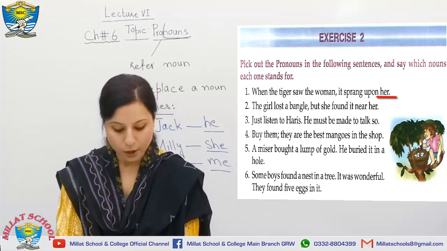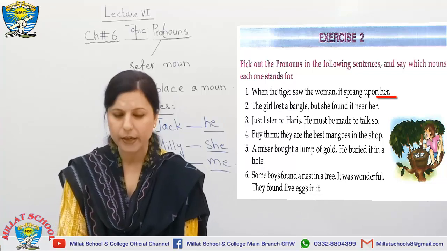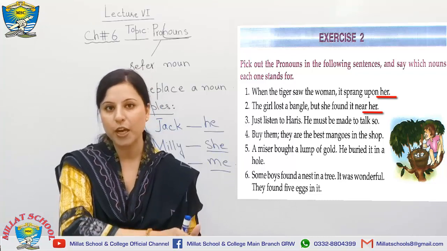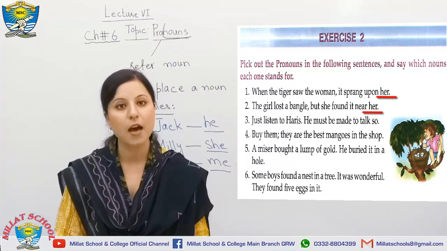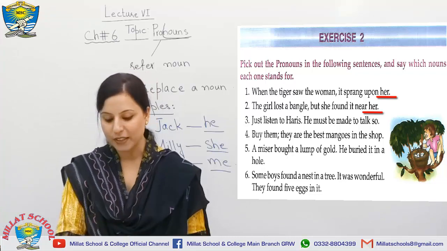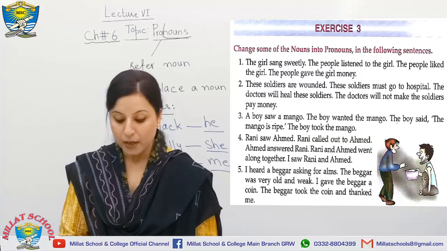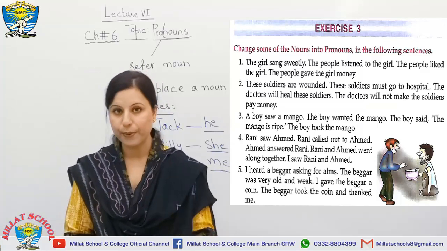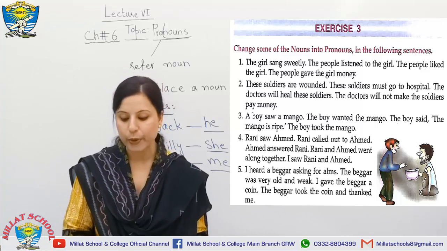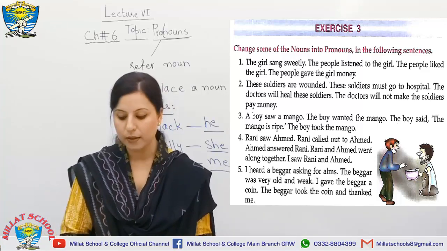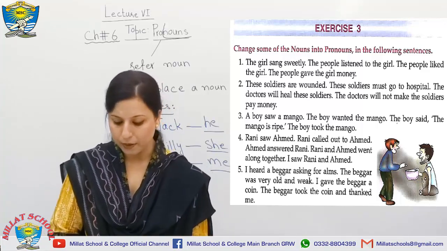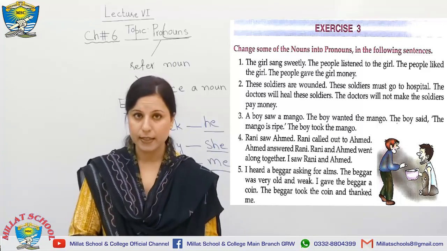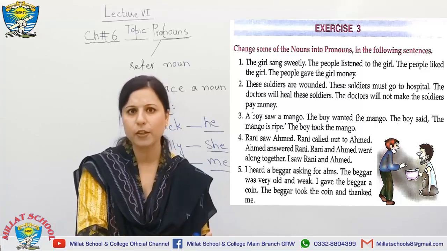Got it? The girl lost a bangle, but she found it near her. Again, we are talking about the same subject, and the subject is the girl. But when we change it into our object, it becomes her. Yes, that's the pronoun. Look at page number 33. Change some of the nouns into pronouns in the following sentences. Now, your practice time. The girl sang sweetly. The people listened to the girl. The people liked the girl. The people gave the girl money. Let's do it by replacing them with pronouns.